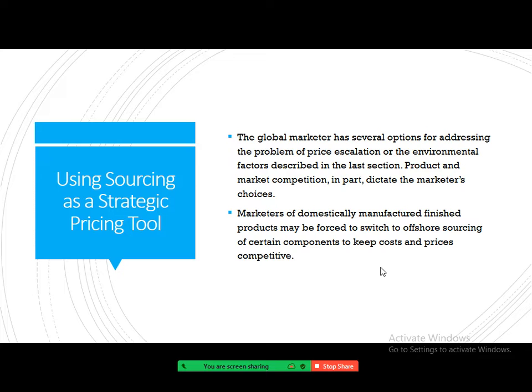Next is using sourcing as a strategic pricing tool.